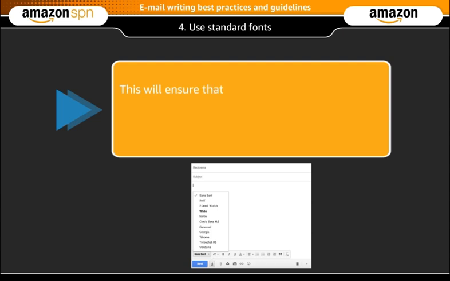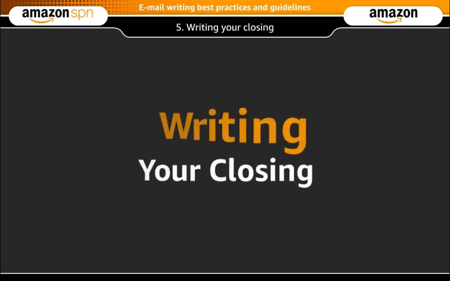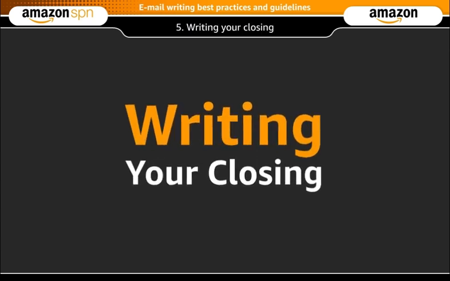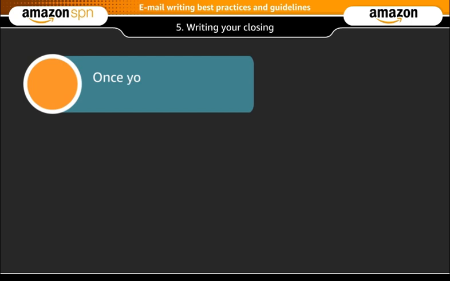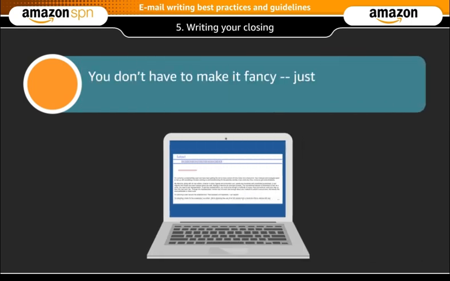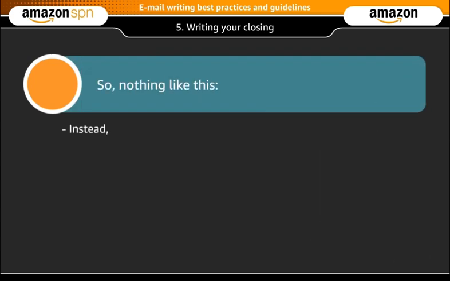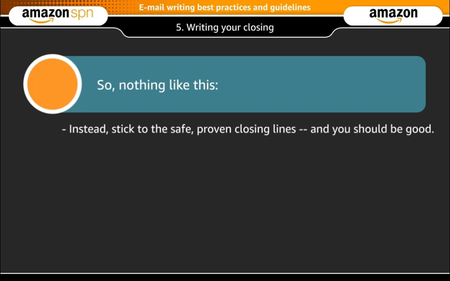This will ensure that your recipient will receive your message in a normal font no matter what devices or operating system they are using. The next point you have to keep in mind is writing your closing. Once you're done with the content of your email, it's time to close it off. You don't have to make it fancy. Just keep your closing simple and straightforward. So nothing like this. Instead, stick to the safe, proven closing lines and you should be good.